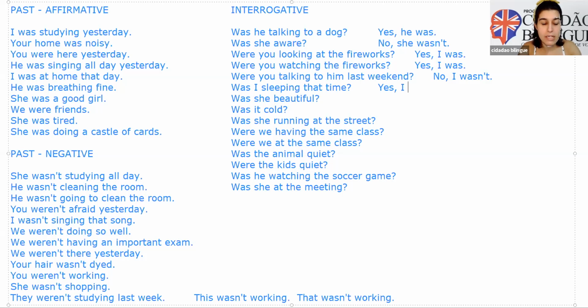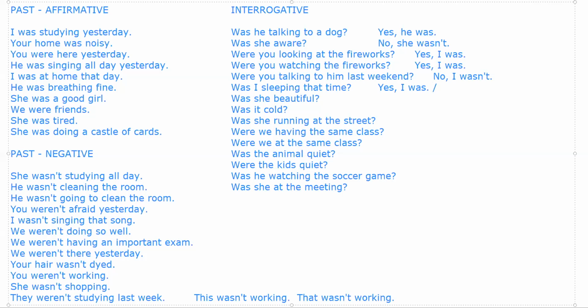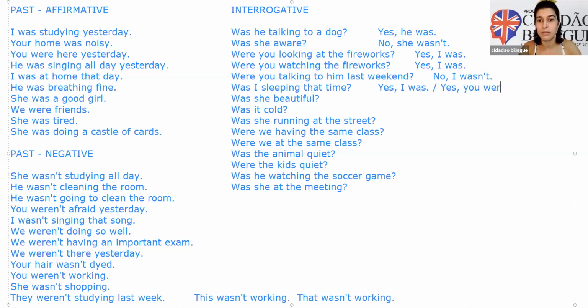Okay. You guys, note that quando a gente pergunta, was I sleeping that time? Você pode você mesmo responder, yes, I was. Ou você pode responder em segunda pessoa, não, você não estava, né? Porque você pode exemplificar alguém perguntando para você. Eu estava dormindo aquela hora, Bianca me pergunta, eu estava dormindo aquela hora? Eu falo, não, você não estava. Então, eu posso também falar, yes, I was, assim como eu posso falar, yes, you were. Sim, você estava, all right?